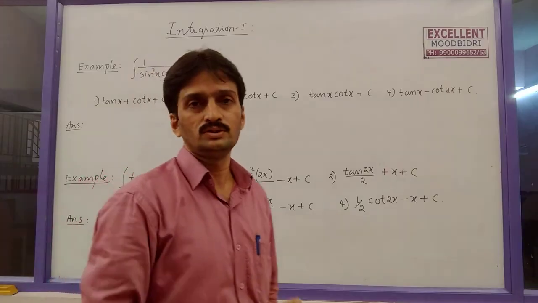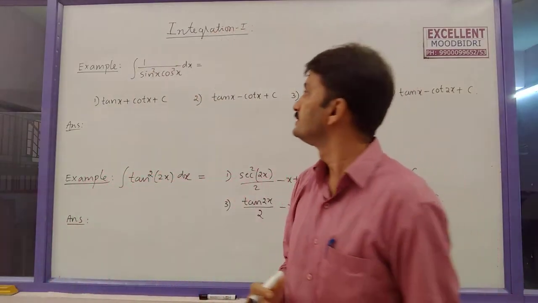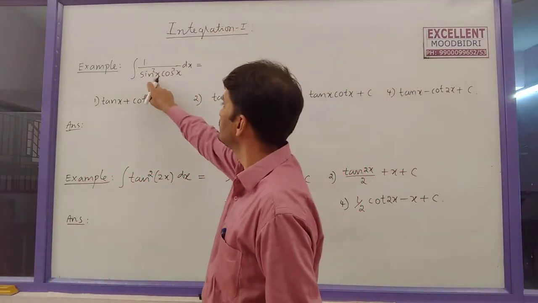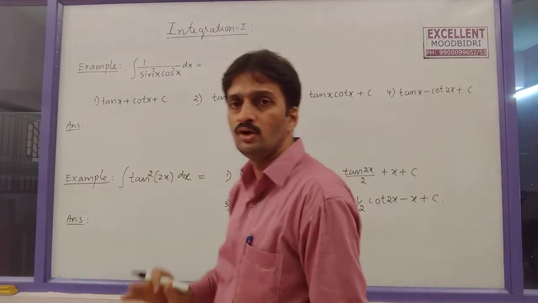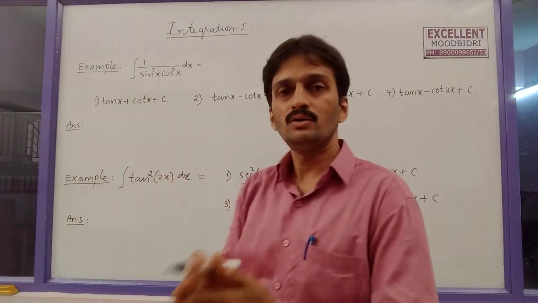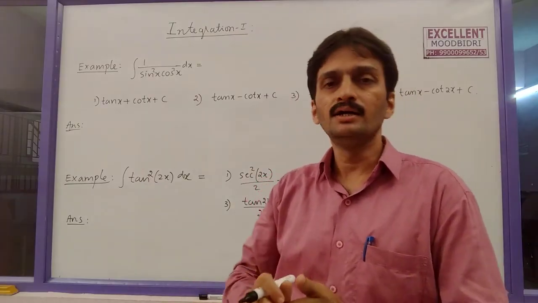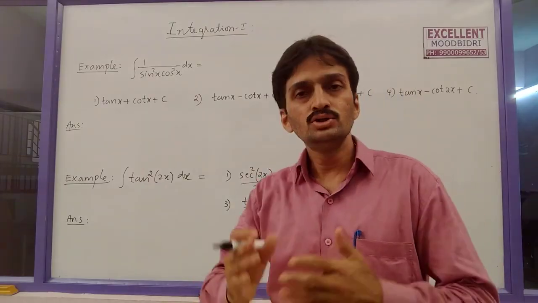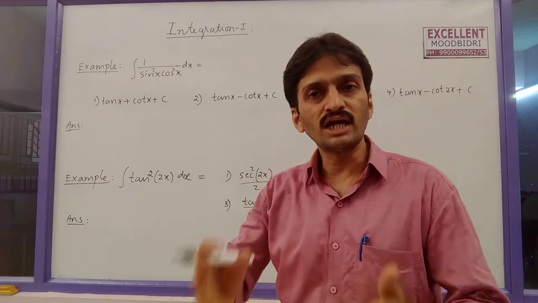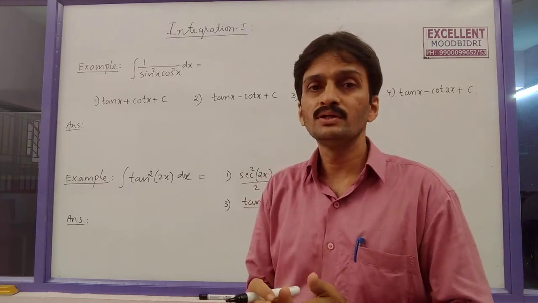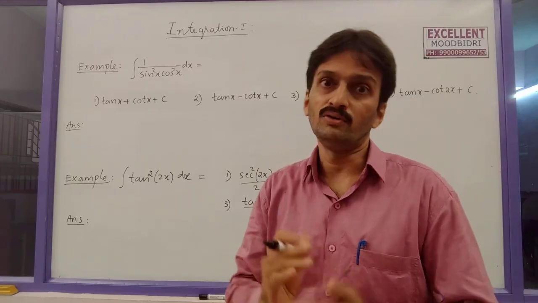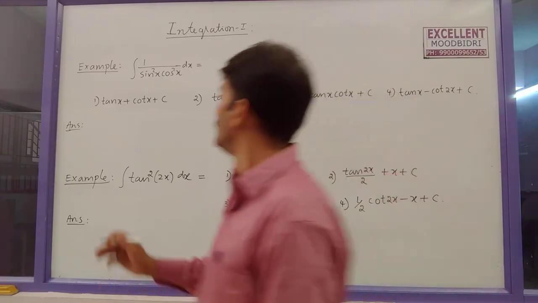Okay, we shall now solve a few problems. Integration of 1 by sin square x into cos square x dx equal to. So 4 options are given. Now what should you do here? Here you should use formulae, you should use identities, you can do whatever you want, but finally you should try to get standard forms.